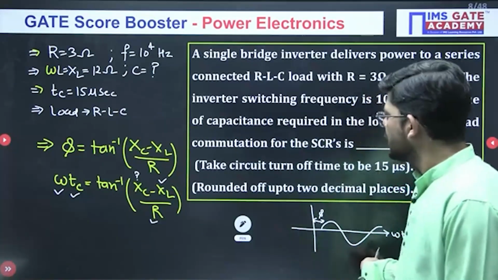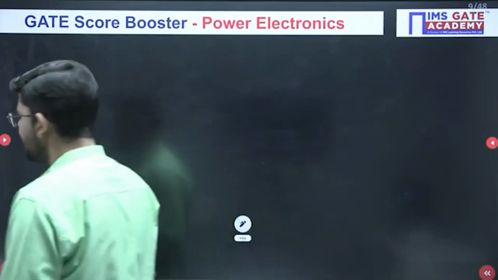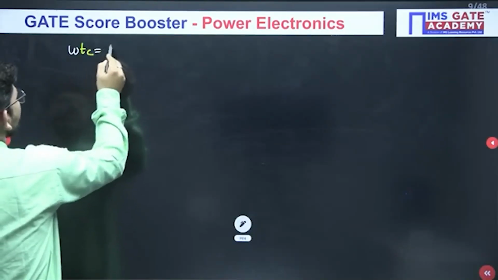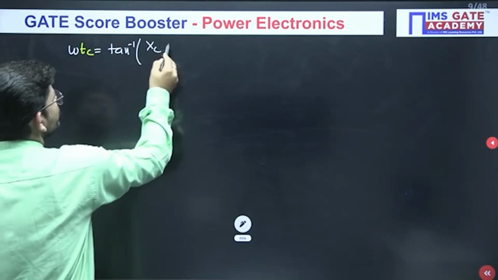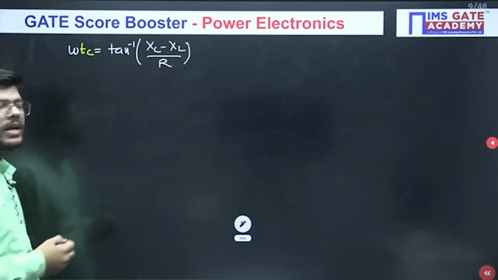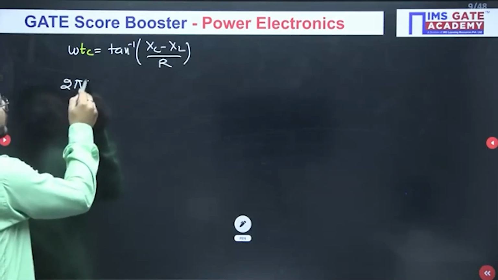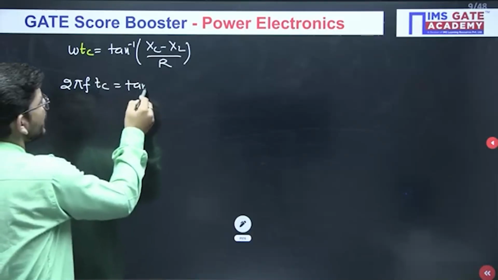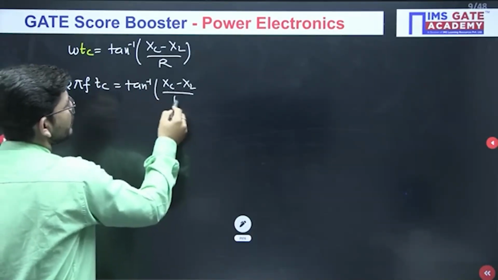There are some calculation mistakes that you can commit here, so be very careful while solving this. We have omega Tc equals tan inverse of (XC minus XL) by R. For omega we can write 2 pi f. So 2 pi f into Tc equals tan inverse of (XC minus XL) upon R.